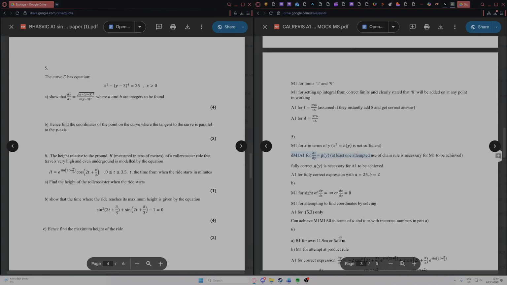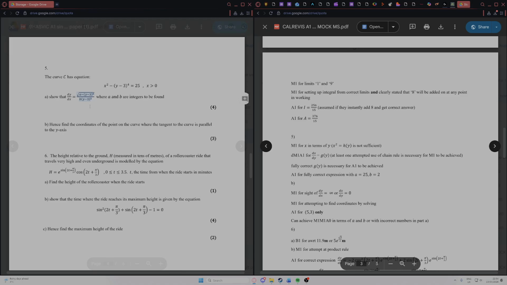And next, the reason why there's 2 marks here is because this is a very difficult derivative, because you have a nested square root with a weird chain rule kind of thing, which is going to end up giving you a big fraction, and this needs to be correct for A1 to be achieved. And then A1 for A equals 25, B equals 2, and the fully correct expression, which is this here.